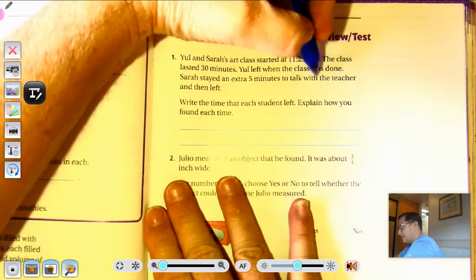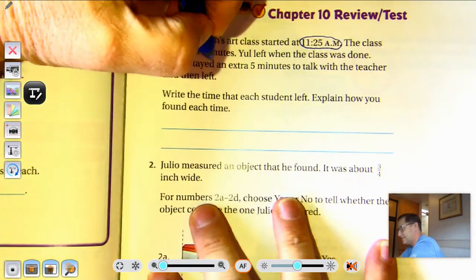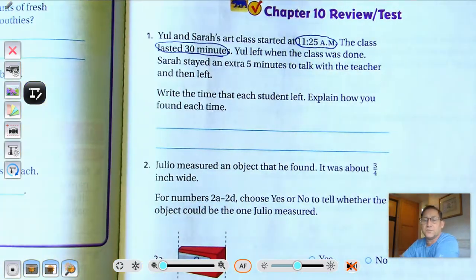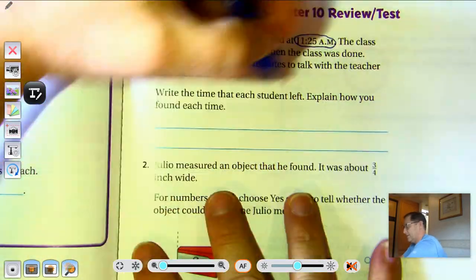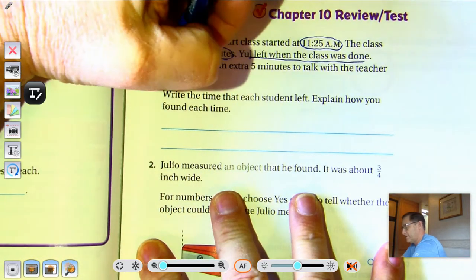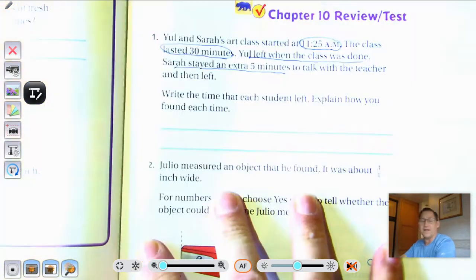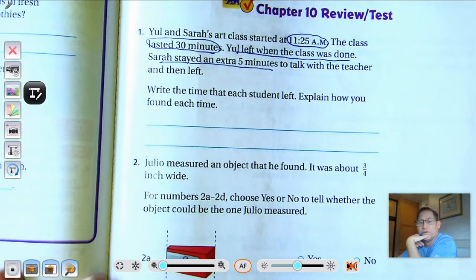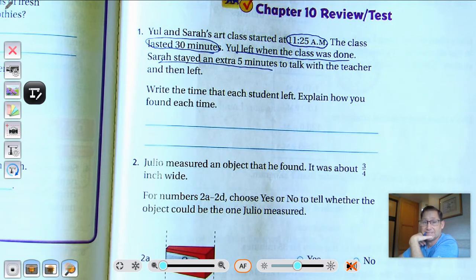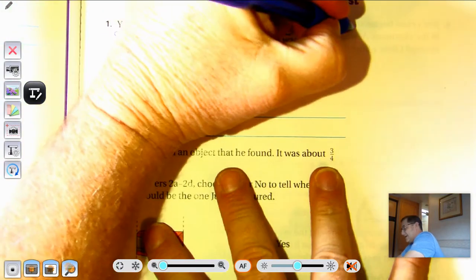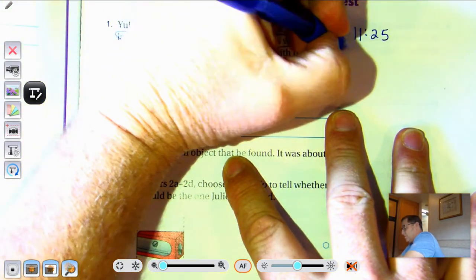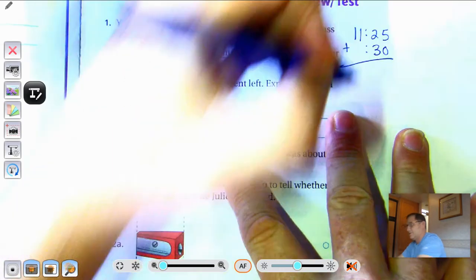Okay, so the class started at 11:25. It lasted 30 minutes. So 30 minutes will be the elapsed time for the class. Yul left when the class was done. Sarah stayed an extra 5 minutes. Now there's a couple of ways we can find time. We can use a number line and skip forward, or we can just add 30 minutes to 11:25. In this case, it would be easier to just add 30 minutes.